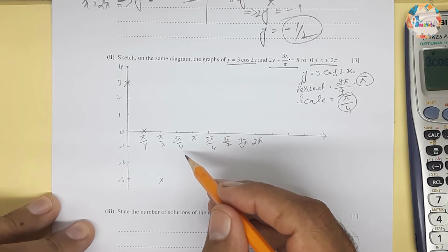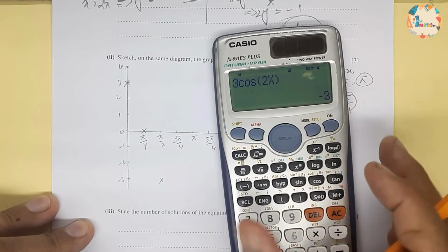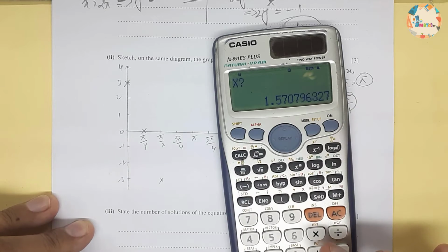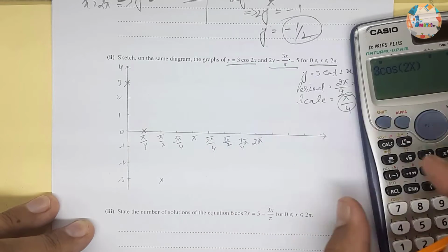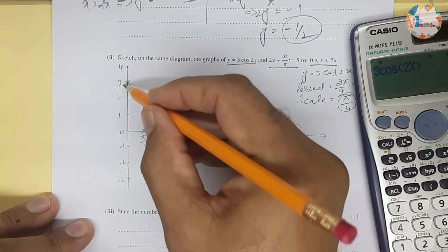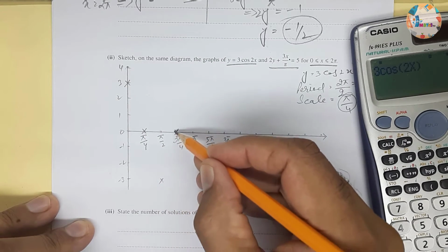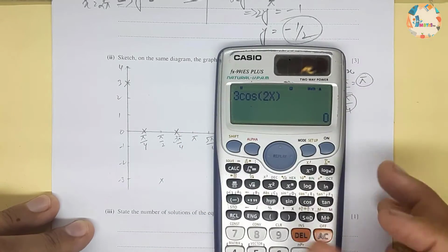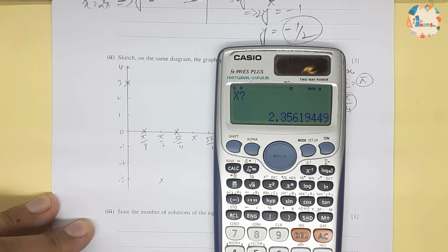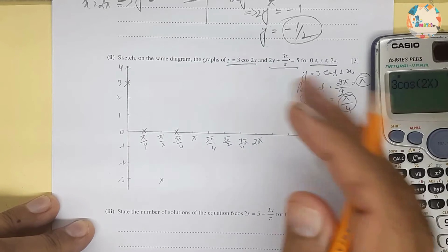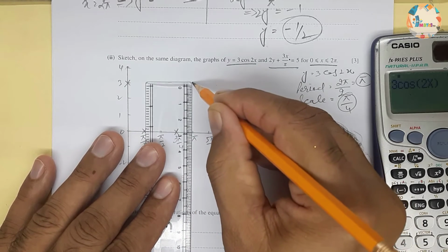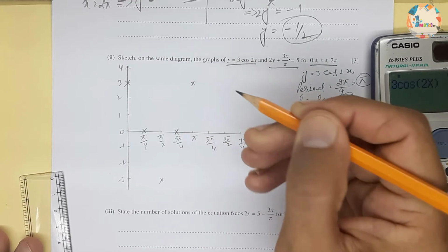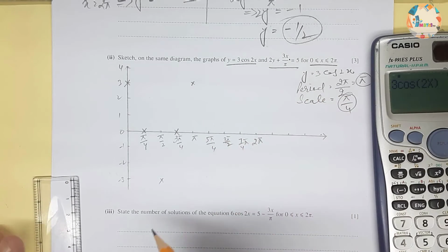Then we can take the next value, 3 pi by 4, so calculate for 3 pi over 4. This will give us 0, so 3 pi by 4 will be this one. So our curve is curving like this. The next value is pi, so calculate for pi, and this will give us 3, so we got this value for pi as 3 over here, roughly. This is how we can sketch this.